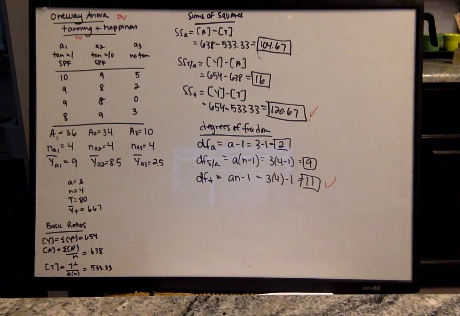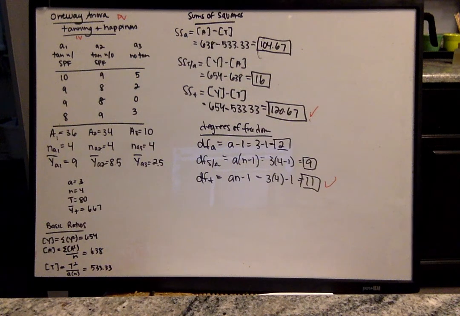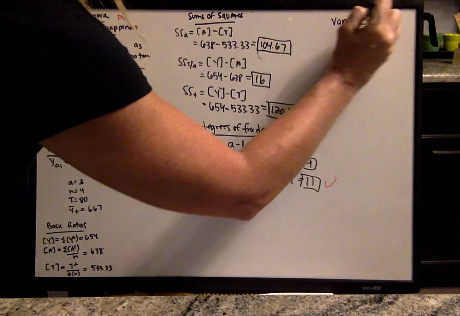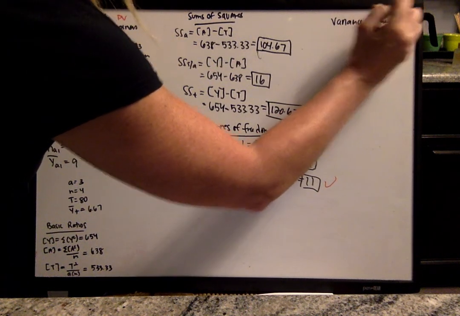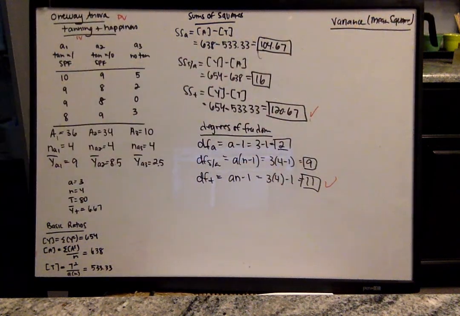It's 11. Once we have our sums of squares and our degrees of freedom, we are ready to calculate variance. But remember, in the ANOVA, we refer to variance as the mean square. All right, so we are going to calculate some mean squares.